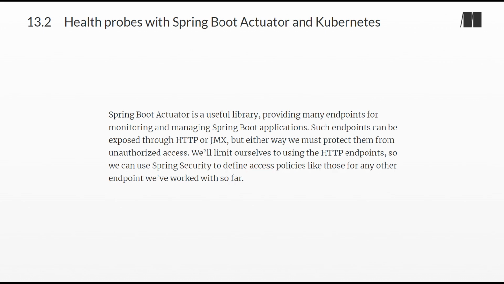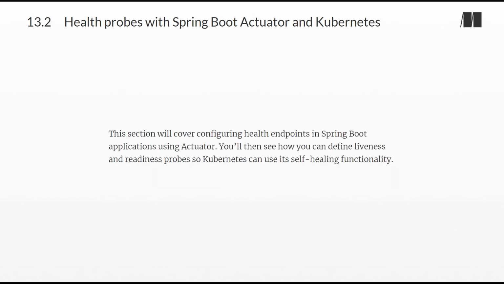Spring Boot Actuator is a useful library, providing many endpoints for monitoring and managing Spring Boot applications. Such endpoints can be exposed through HTTP or JMX, but either way we must protect them from unauthorized access. We'll limit ourselves to using the HTTP endpoints, so we can use Spring Security to define access policies like those for any other endpoint we've worked with so far. This section will cover configuring health endpoints in Spring Boot applications using Actuator. You'll then see how you can define liveness and readiness probes so Kubernetes can use its self-healing functionality.